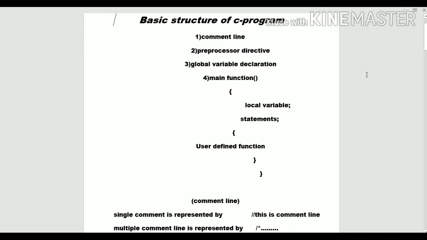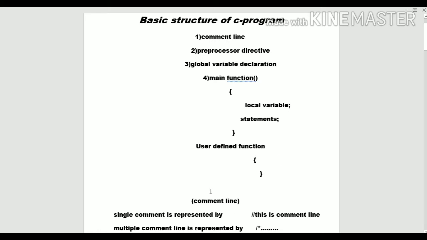The first point we saw is the comment line, then the preprocessor directive. Third is the global variable declaration. Fourth is the main function, and in the main function there is a local variable statement, an opening brace and a closing brace. Then there is the user defined function. A user defined function simply means a sub function.